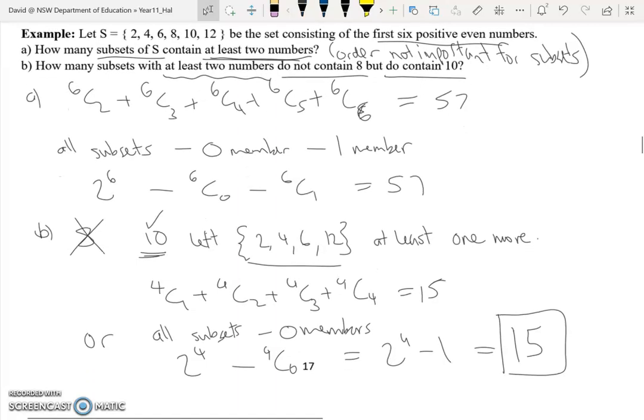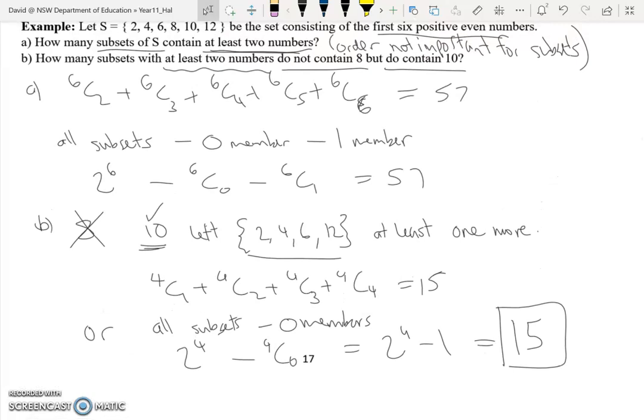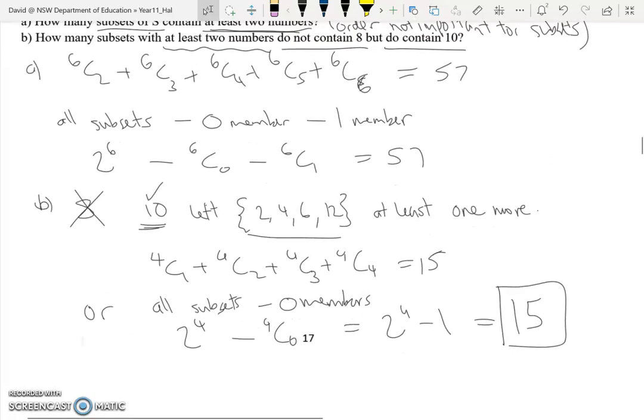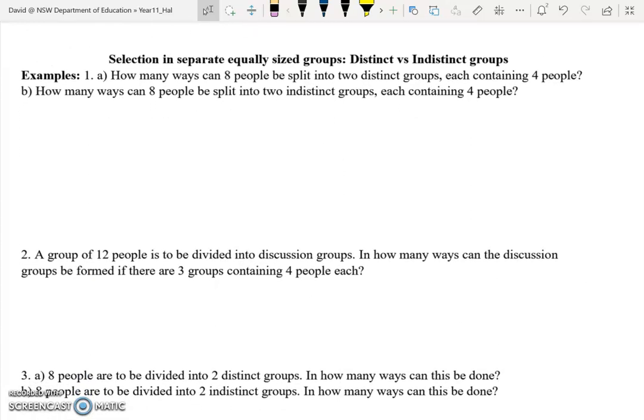I do recommend that when n gets large, this second way of using all subsets with 2 to the power of n is much quicker. Alright, so that's us selecting one group with different amounts of items. Let's have a look at selecting multiple groups, equally sized groups, and distinct versus indistinct. Okay, let's have a look at this question.